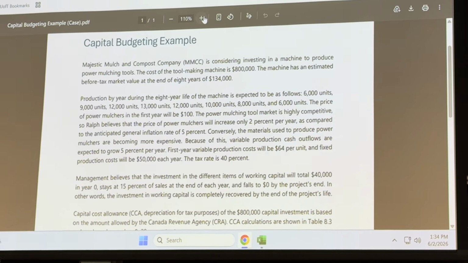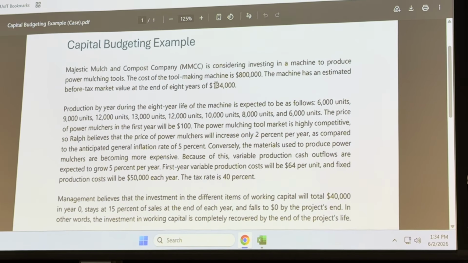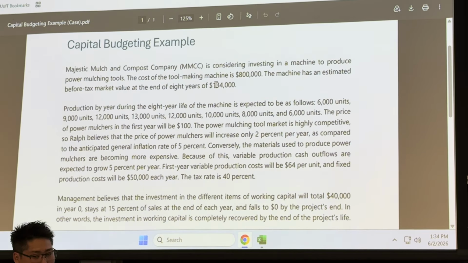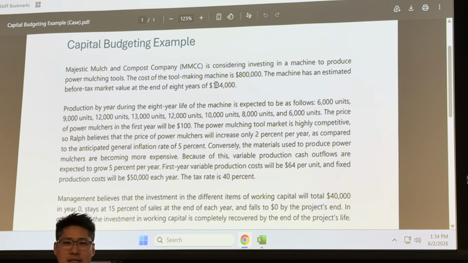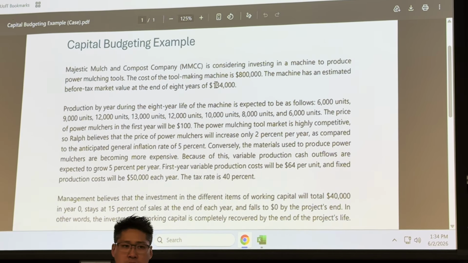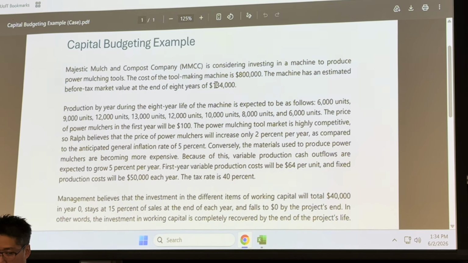All right, let's start with the case. Majestic Mulch and Compost Company. You guys know what a mulch and compost is? They use it on landscape, put on the gardening. These are compost or mulch. So they are considering investing in a machine that produces something called a power mulching tool. I don't know what that is, but it's a machine that will produce this tool.